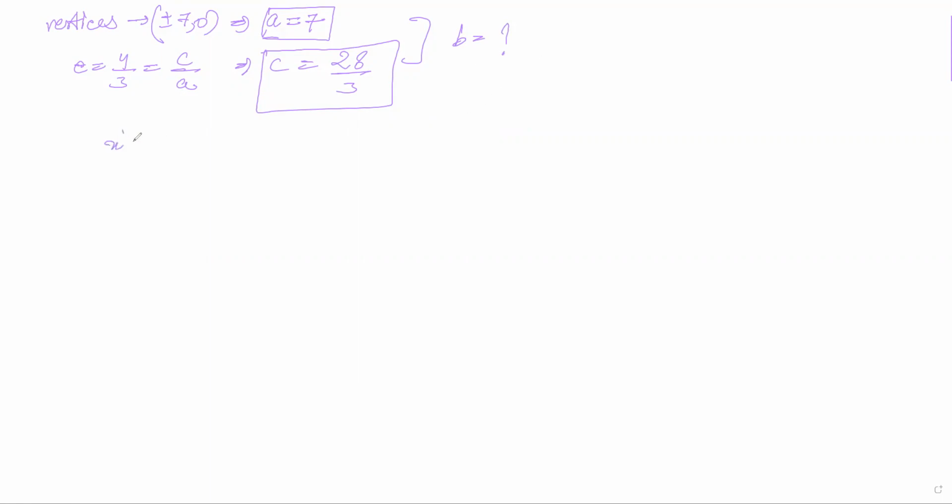The hyperbola is on the x-axis. A is 7, no? Vertex is given, so A is 7, and eccentricity is also given to you. It is 4 by 3. You know what eccentricity is? C by A. So C is 28 by 3. Now you have A, you have C, you can find the value of B using root over C square minus A square. We'll find the value of B and the equation will be x square by A square minus y square by B square is equal to 1.